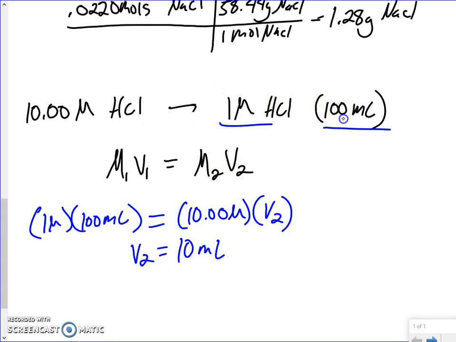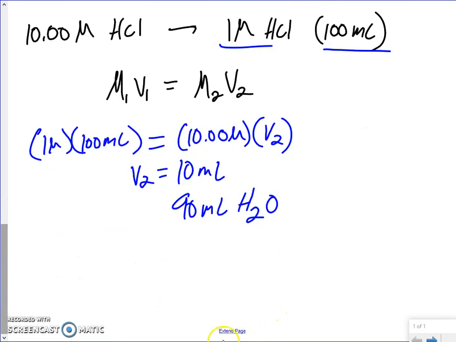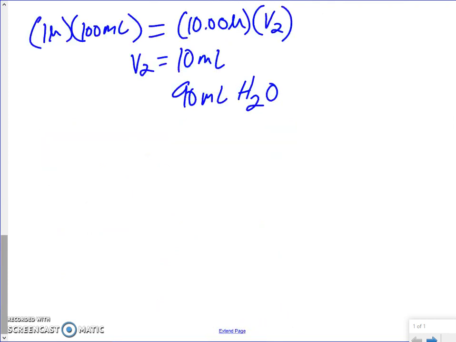What does that mean? Well, that means if my final volume is 100 milliliters and I only am using 10 milliliters of the 10 molar, I have to add 90 milliliters of H2O to dilute this 10 molar solution to 1 molar. Okay, let's look at another problem very quickly. I am running out of time on the video. The videos only allow me to do about 15 minutes at a time.